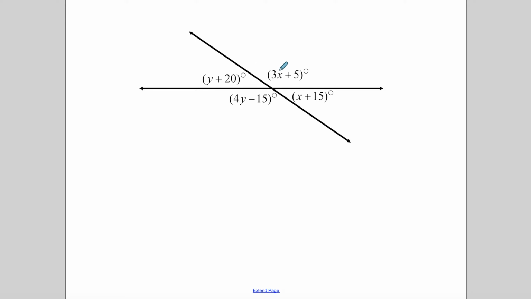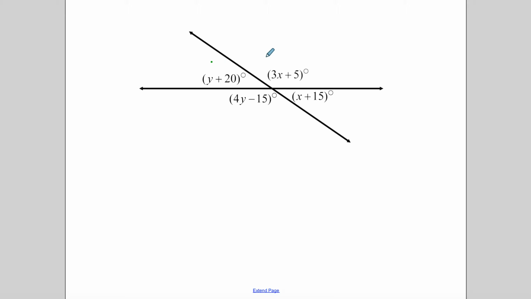Okay. Here's another pair. This is a linear pair, and those two angles are a linear pair. These two angles are a linear pair, and these two angles are a linear pair. Okay, so let's see if we can use that fact to set up any equations to solve.